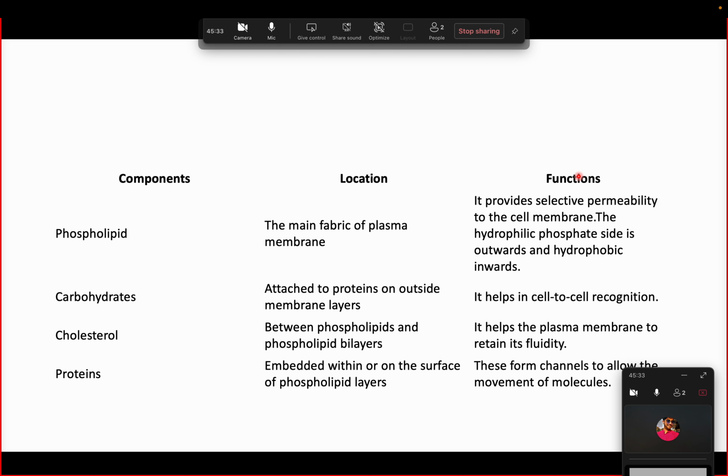So phospholipid, it provides selective permeability to the cell membrane. I hope that this is clear to you guys, right? As we have discussed, it is amphipathic.